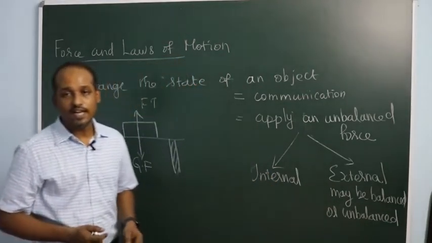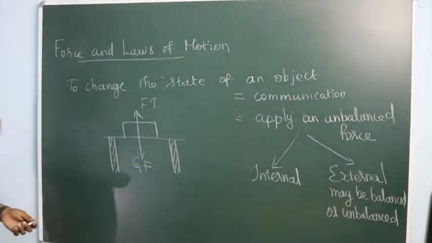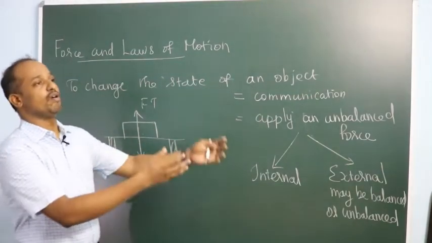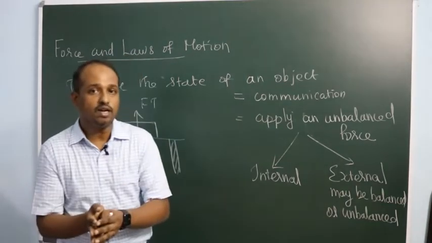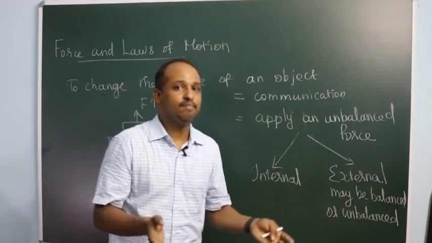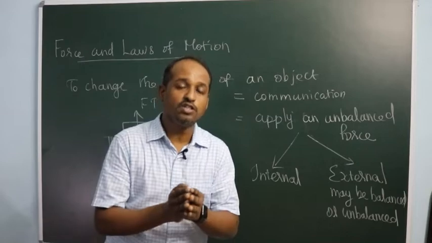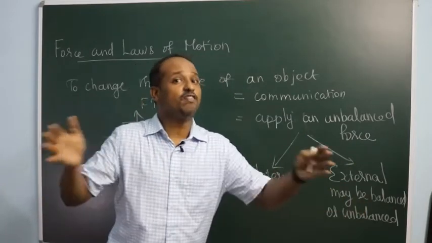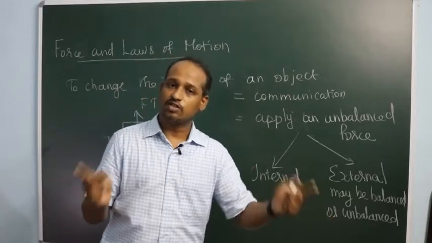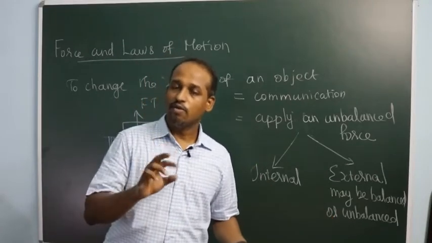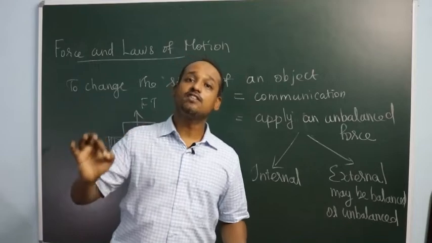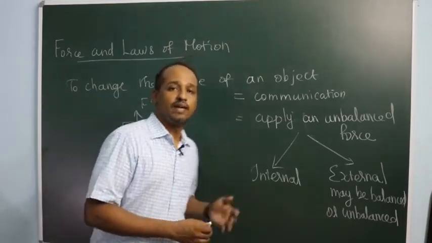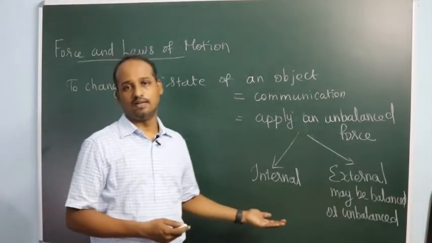Just like in the case of two persons pulling at the same object, one person may be stronger or one person may be weaker, so the forces may be unbalanced. But if the persons are equally strong, then the forces are balanced. So when a set of external forces acts on an object, the forces are sometimes balanced, sometimes not balanced.